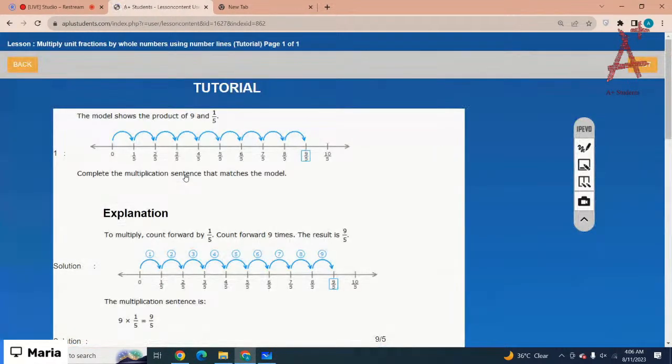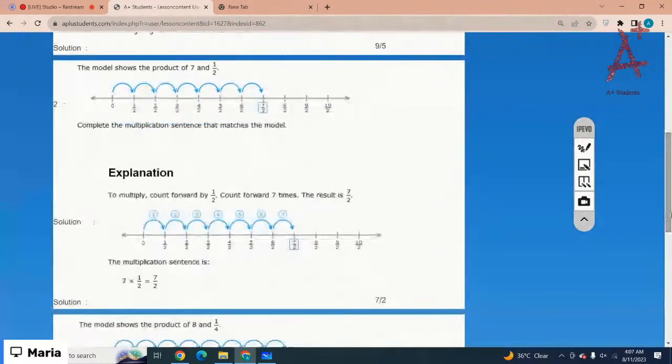So basically you're going to learn how to multiply fractions with whole numbers using the number line. You can see here the model shows the product of 9 and 1 over 5. Complete the multiplication sentence that matches the model. You have 9 over 5, because this model shows the product of 9 and 1 over 5. So you can say 9 times 1 by 5. You can count these arrows: 1, 2, 3, 4, 5, 6, 7, 8, 9. That means you multiply 9 times. So it will be 9 times 1 by 5, and 9 times 1 by 5 makes 9 over 5.